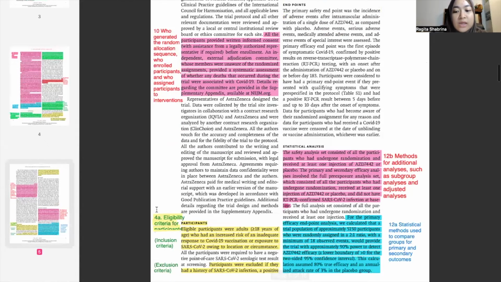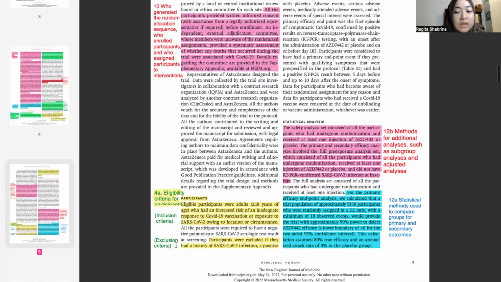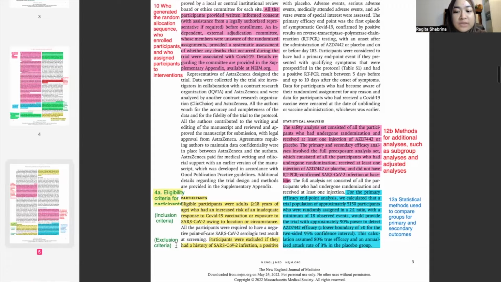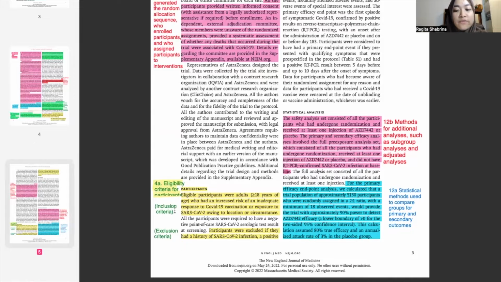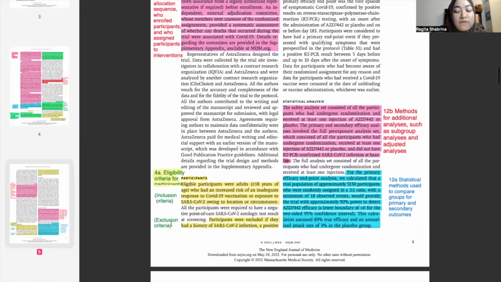In 4A, there are 2 criteria. The first is inclusion, and the second is exclusion. For inclusion, eligible participants were adults who had an increased risk of an inadequate response to COVID-19 vaccination or exposure to SARS-CoV-2 owing to location or circumstance. And the second one is exclusion.